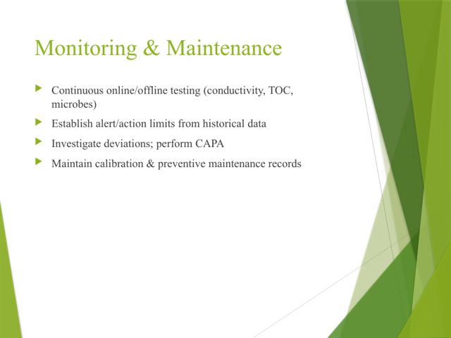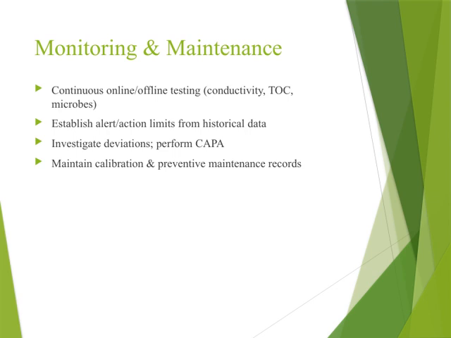First, we need to conduct continuous online and offline testing, which includes parameters like conductivity, TOC, and microbial presence. Regular testing helps us catch any issues early before they become bigger problems. Next, it's important to establish alert and action limits based on our historical data. These limits serve as our benchmarks, so when measurements go outside these ranges, we know it's time to investigate further.